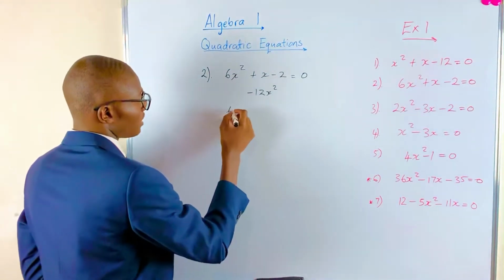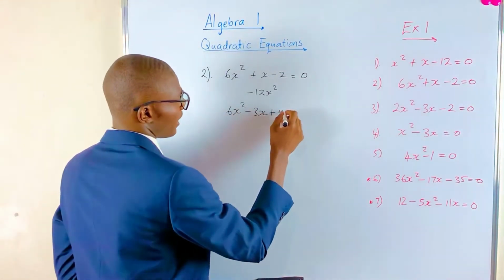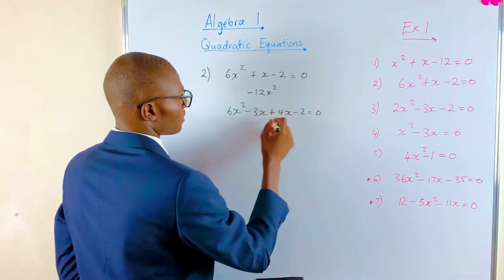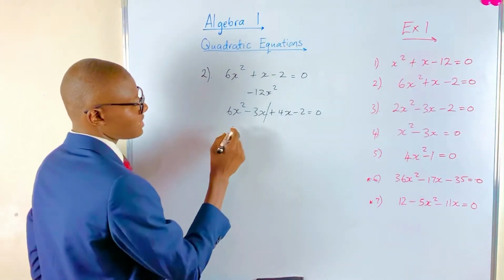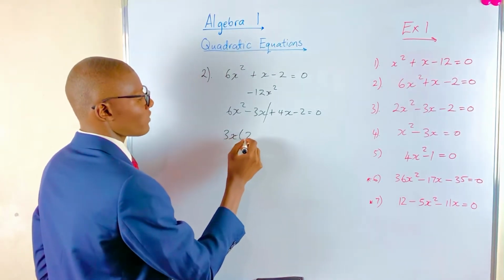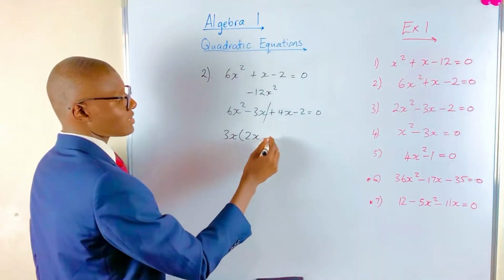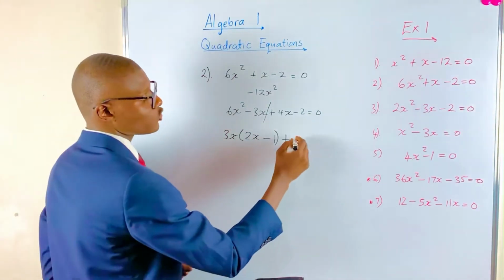So we've got 6x squared minus 3x plus 4x minus 2 is equal to 0. Split that, we factorize that and that. Here we see 3x is common. So 3x into 6x squared, we get a 2x. Then minus 3x into 3x, we get a 1. Then plus, here we see 2 is common.